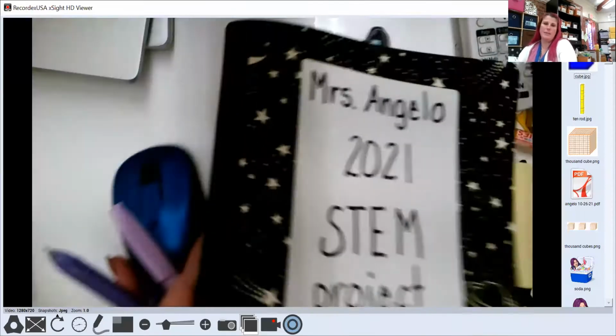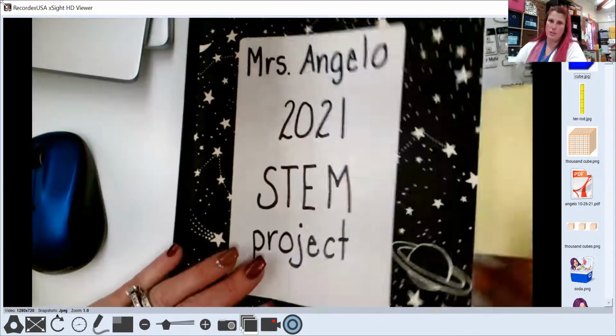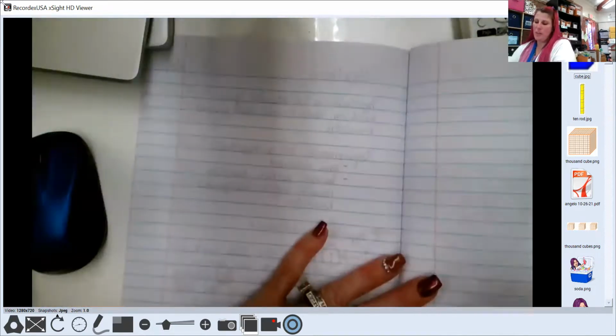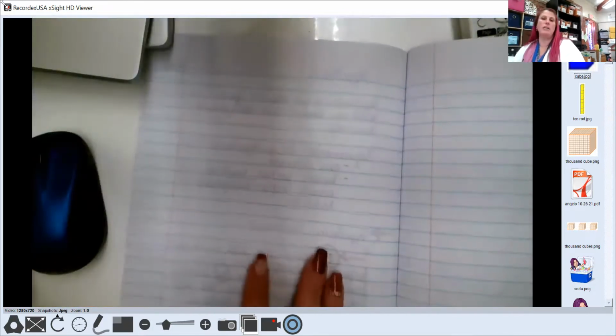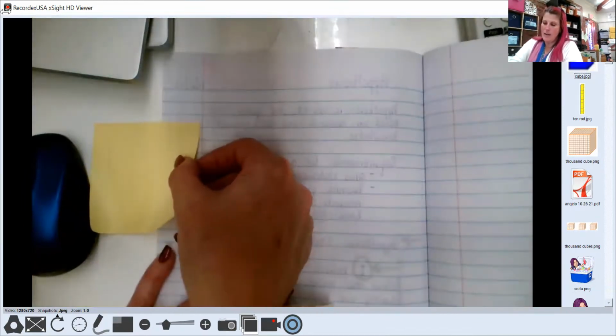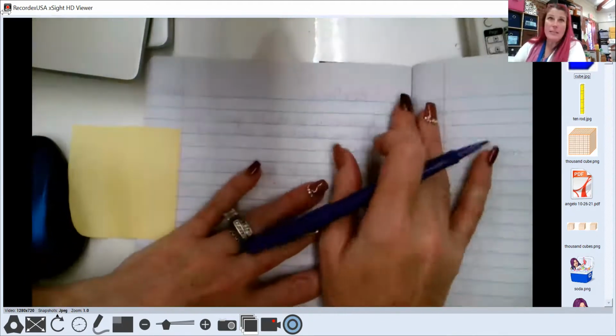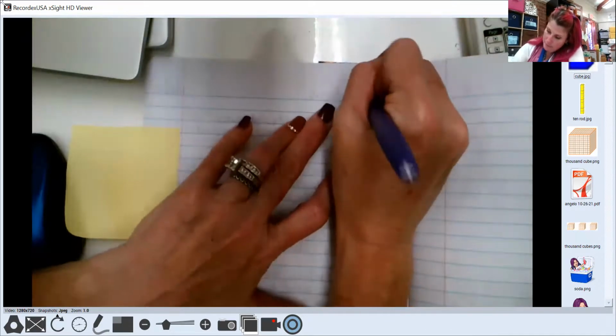All right, guys, we are starting with our STEM notebook. You need to go to a new piece of paper. Remember, we do one entry on a piece of paper. We don't start halfway through a piece of paper. So you do need your sticky note to indicate where I need to look to grade. And remember, we have to put our date. Today is the 15th.